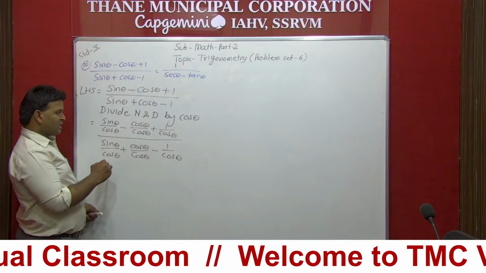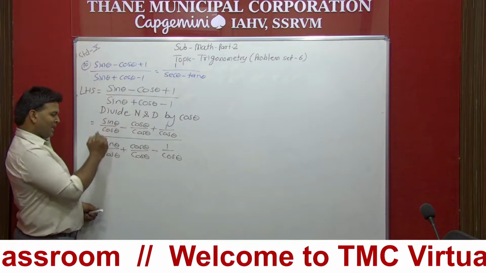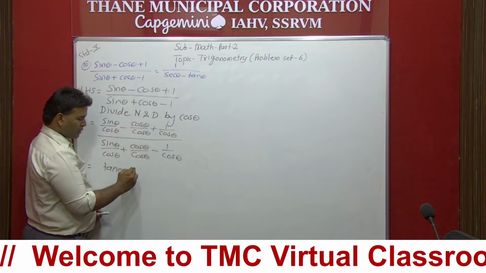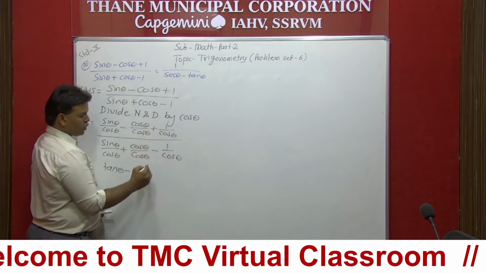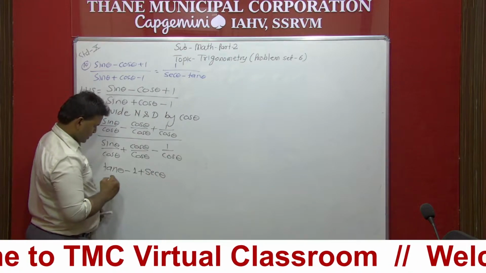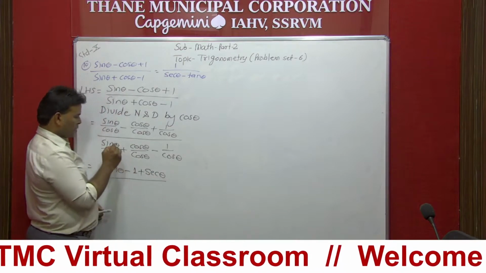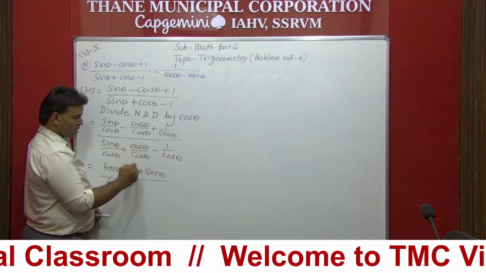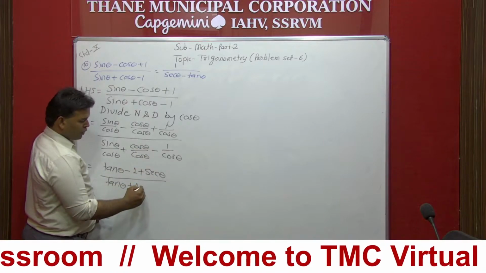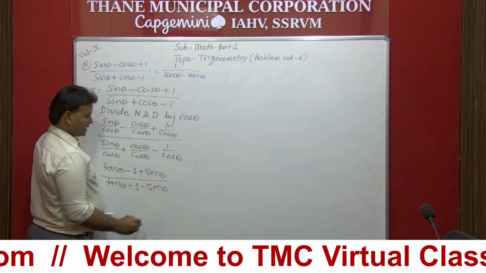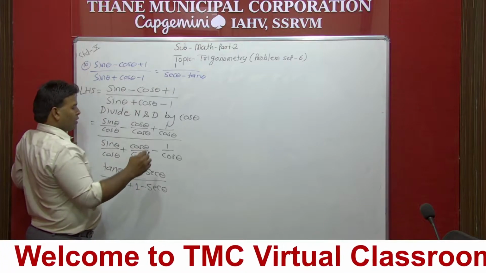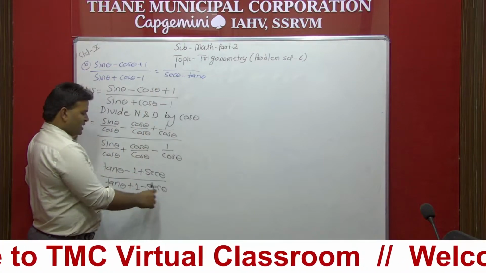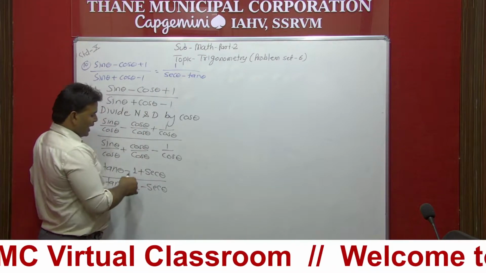After writing this, what happened here? This is going to be tan theta minus 1 plus sec theta, the whole upon. Once again, this is tan theta plus 1 minus sec theta. Now students, in the denominator what I need is sec and tan. Here I got the sec and tan. But here I don't want this one.